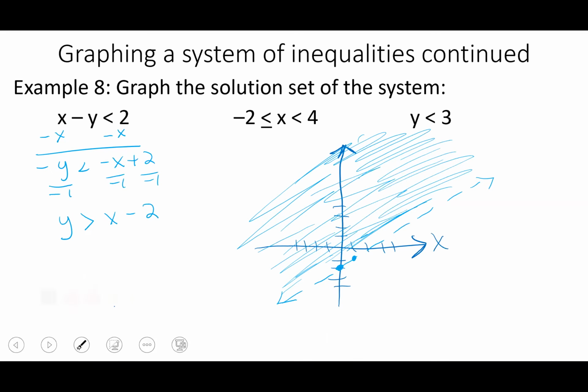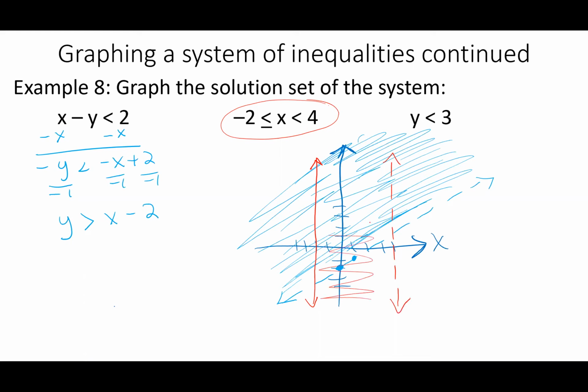Okay? Changing color and looking at the middle equation. You want everything between -2 and 4 for x. So that means you want a vertical line at -2, and it's solid because it's equal to, and you want a vertical line at 4, but it's dotted because it's not equal to, and you're going to shade everything in between those two.